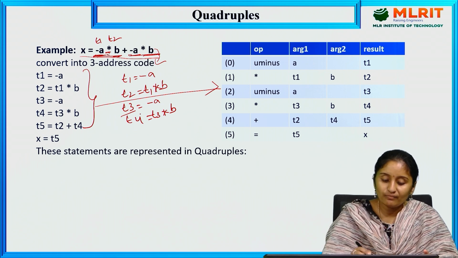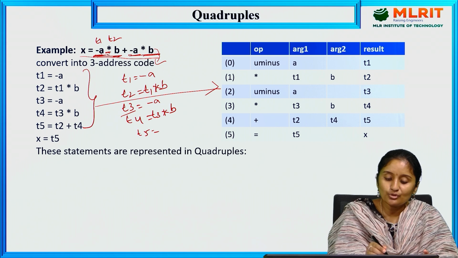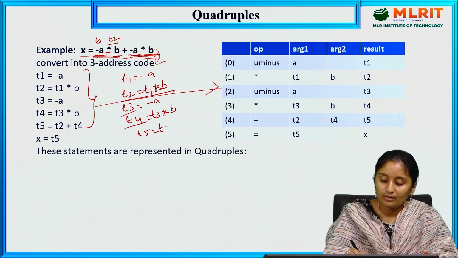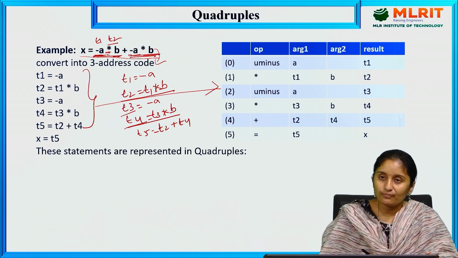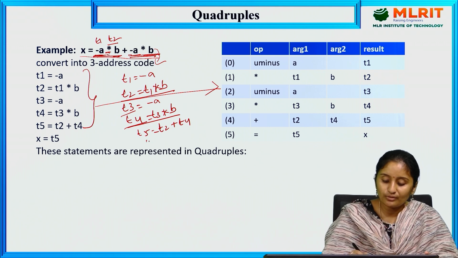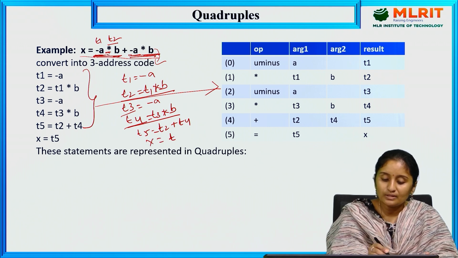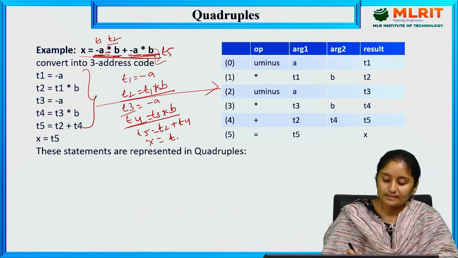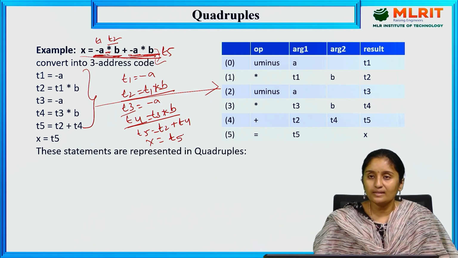So the next one we are having is T5 is equal to, this totally is stored in T2 and this totally is stored in T4. So nothing but, see here, T2 plus T4. So the next what we are going to do, X equal to. This whole thing is there in the T5. Now this T5 is assigned to X.